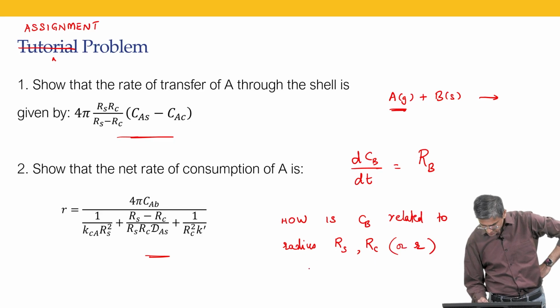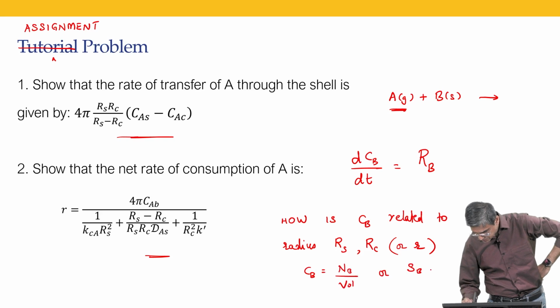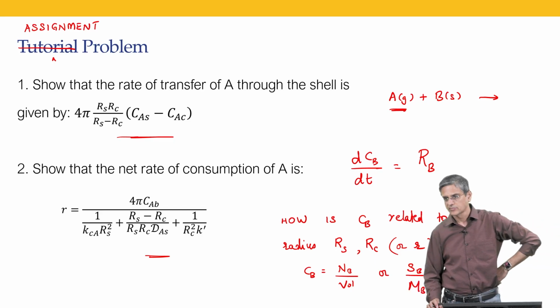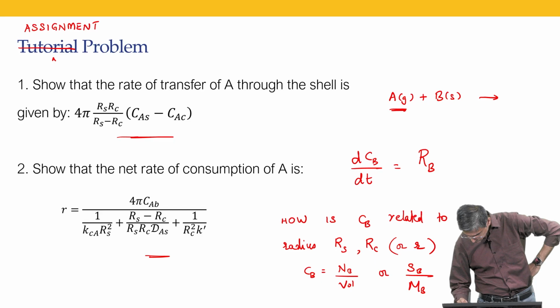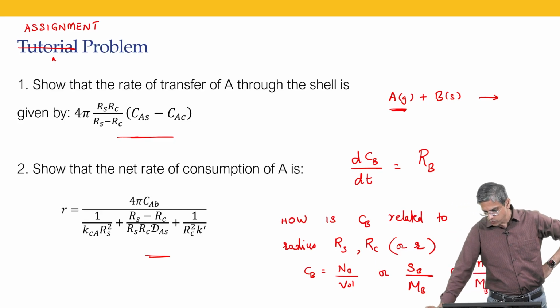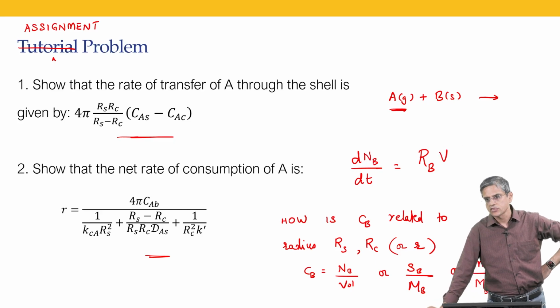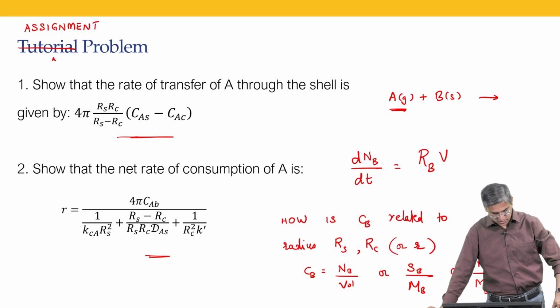Okay. And what is CB equal to? CB is equal to NB divided by volume, or rho B multiplied by... okay, or whichever the case might be. All we need to do is substitute this.